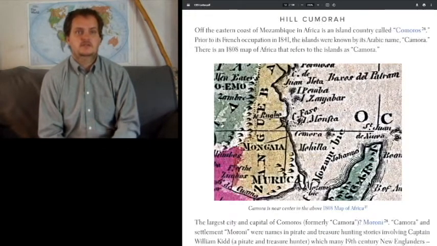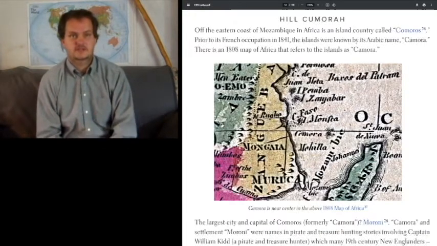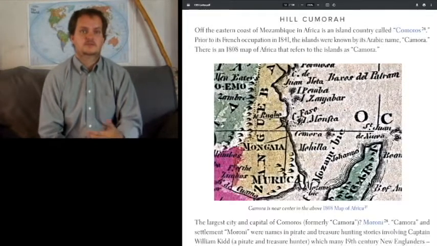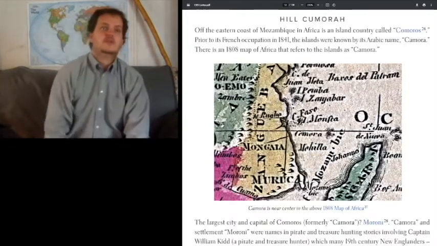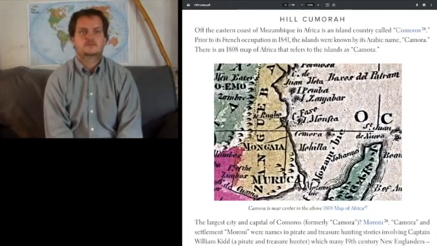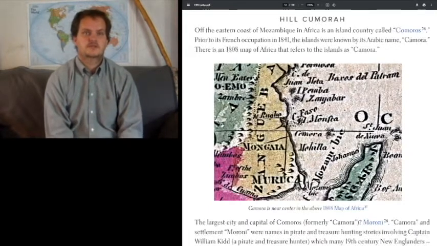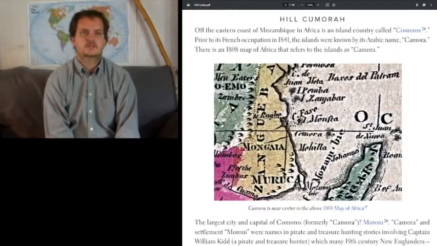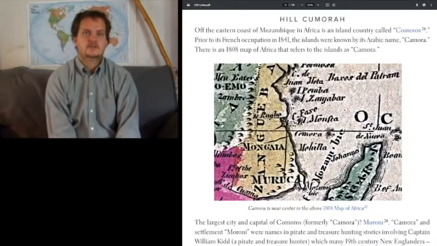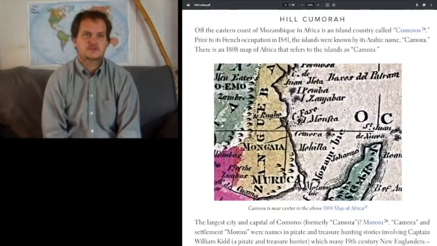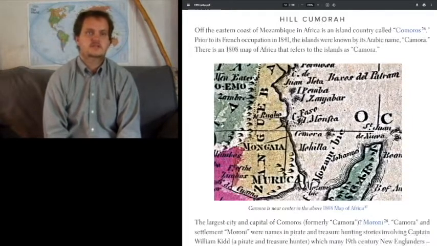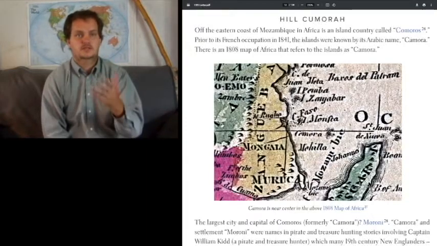There is an 1808 map of Africa that refers to the islands as Camorah, and they provide the map here. The largest city and capital of Comoros, formerly called Camorah, is Moroni. Camorah and the settlement Moroni were named in pirate and treasure hunting stories involving Captain William Kidd, a pirate and treasure hunter, which many 19th century New Englanders, especially treasure hunters, were familiar with. In fact, the uniform spelling for Hill Cumorah in the 1830 edition of the Book of Mormon is spelled Camorah with an A instead of a U.